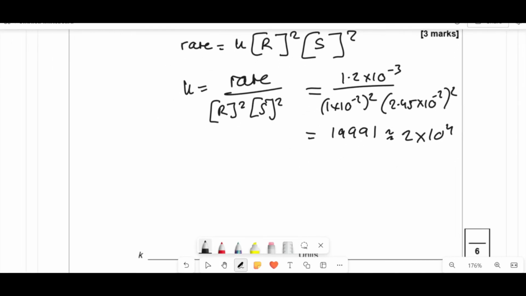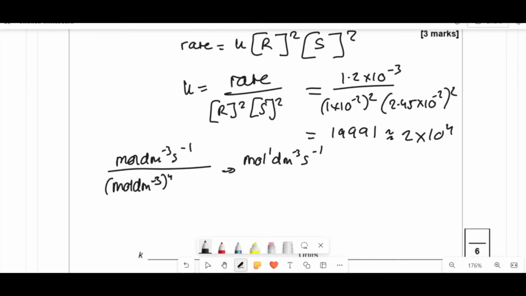In terms of the units, we're looking at rate, which is in mol dm minus 3 s minus 1. We're dividing it by concentrations, both measured in moles per decimetre cubed, but to the power of 4. So it's going to be mol dm minus 3 to the power of 4, right? You can think of this almost as mol to the power of 1 dm to the minus 3 s to the minus 1, all over mol 4 dm minus 12.